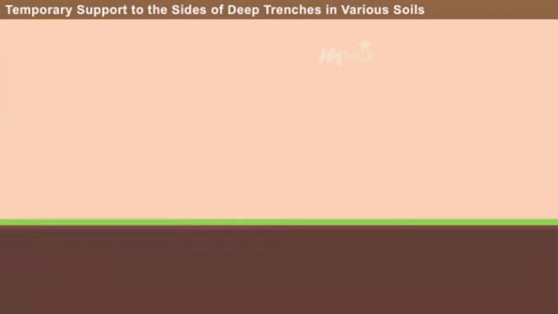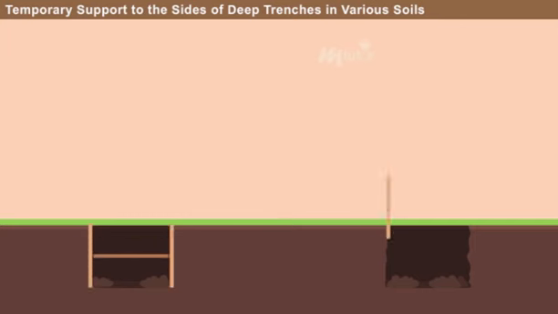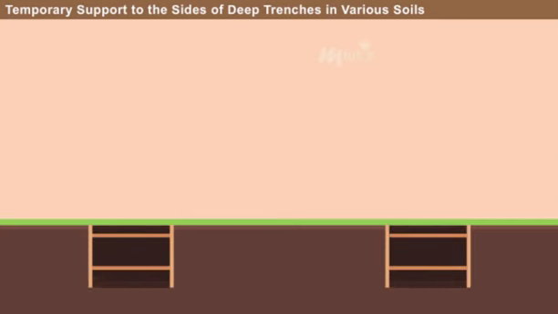Temporary support to the sides of deep trenches in various soils. For hard soils, when the depth of excavation is less than 1.5 meters, the sides of the trench do not need any external support. But if the depth of the trench is large and the subsoil is loose, the sides of the trenches may cave in. In this case, timbering support is most suitable.